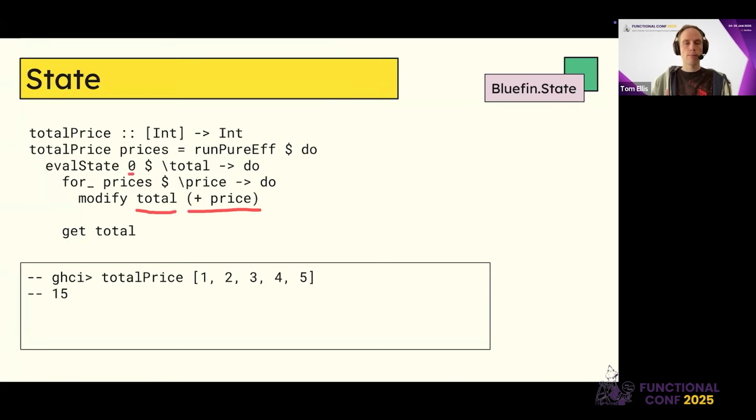So we start at 0. Every new price we see, we add it to the total. And at the end, the total contains the sum of all the prices coming in. And the final thing we do in this effectful operation is we get the total. So we get the final value of the total. And what happens if we run it? Well, here's total price adding up 5 numbers from 1 to 5, and we get, as we expect, 15 as the result.